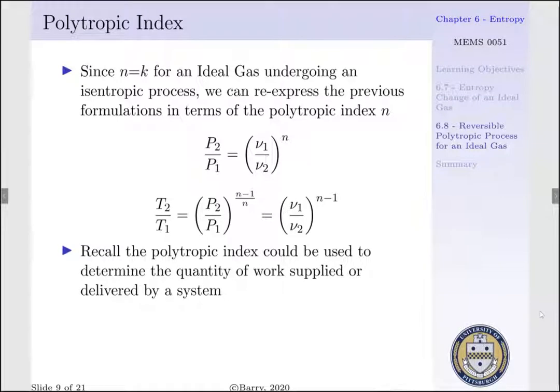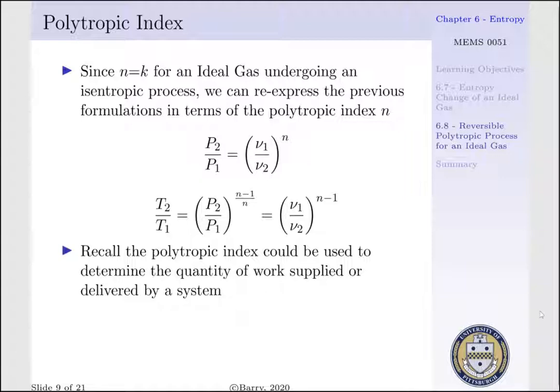Now, since N is equal to K, i.e. we substitute our polytropic index for K for an ideal gas undergoing an isentropic process, we can express our previous formulations in terms of our polytropic index. That is, we have a relation between our pressure and volume, that is P2 per P1 would be equal to nu1 per nu2 to the n. We'd have a relation between temperature and pressure, that is T2 per T1 would be equal to P2 per P1 to the quantity n minus 1 per n. And then we'd have a relation between temperature and volume, that is T2 per T1 would be equal to nu1 per nu2 to the power n minus 1.